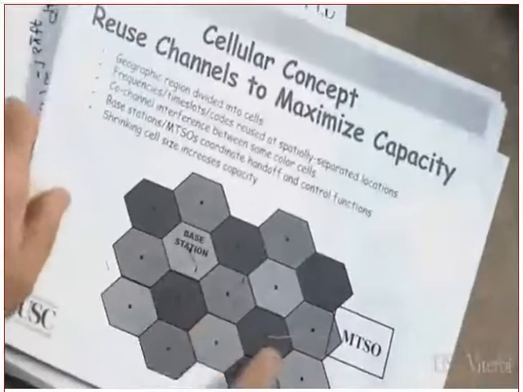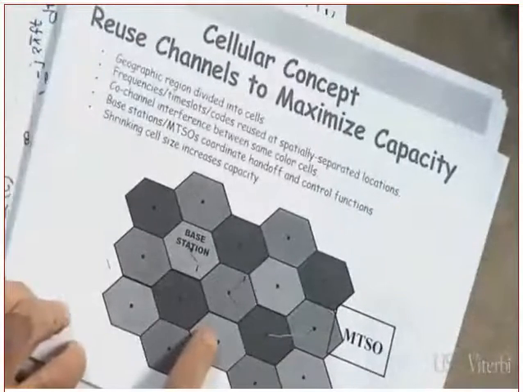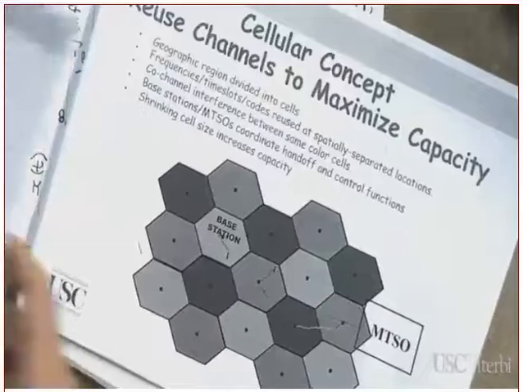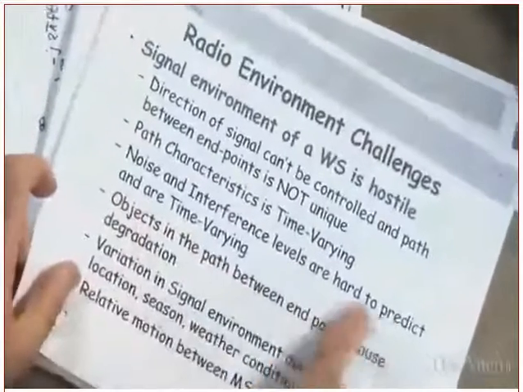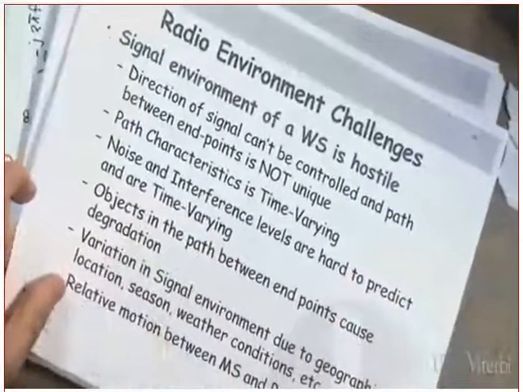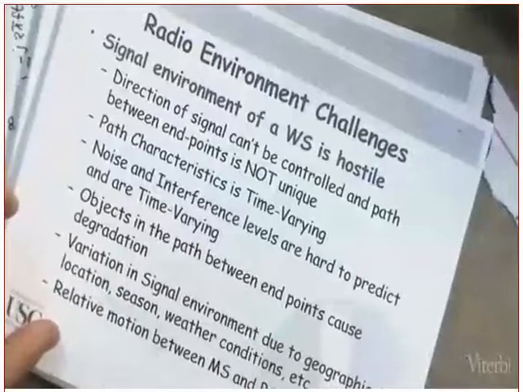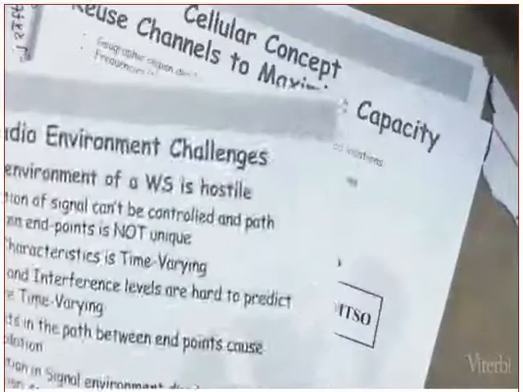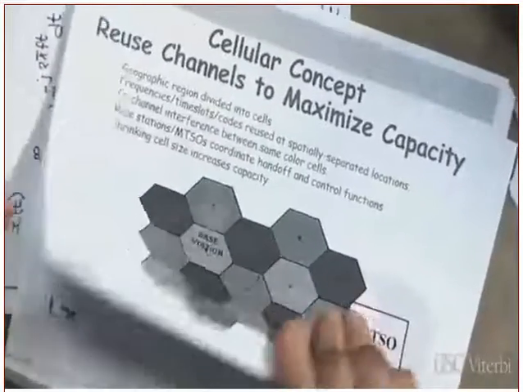Now, this is what I meant by co-channel interference. Again, the noise and interference level is hard to predict. They are time-varying objects all over the place. The signal is going to vary based on the environment from one value to another.